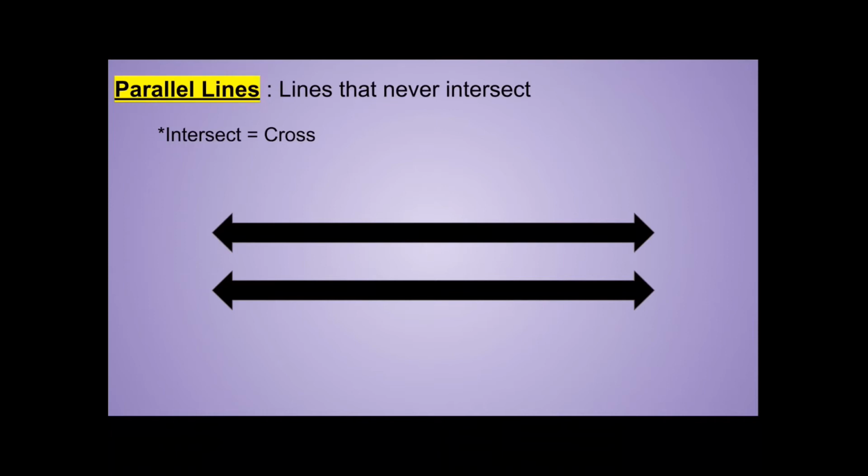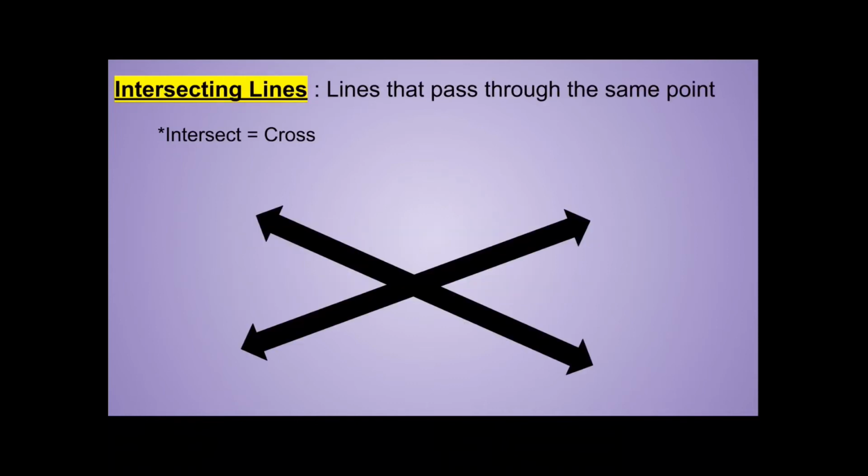Intersect means the same thing as crossed. So these 2 lines will never cross. If you have a pair of lines like this that don't intersect, you would say that those lines are parallel to each other. Now let's look at another pair of lines with a special name. This one is basically the opposite of the last one because these lines do cross. So if you have a pair of lines and they do something like this, where they cross each other at the same point, you would say that those are intersecting lines.